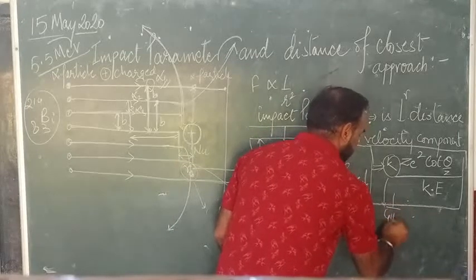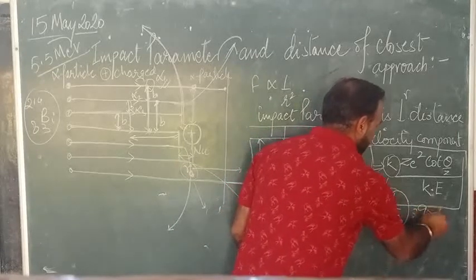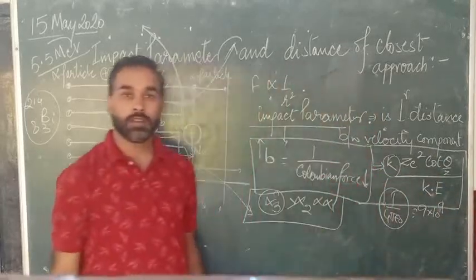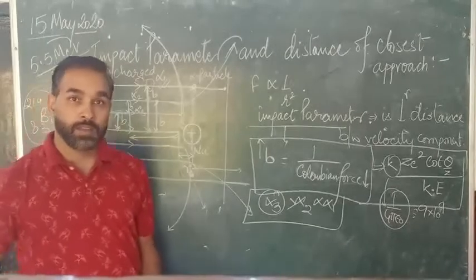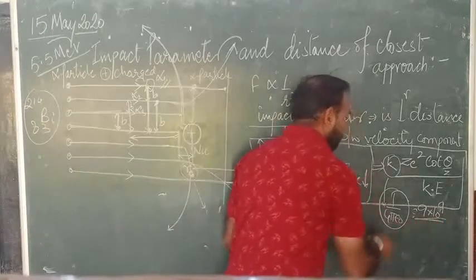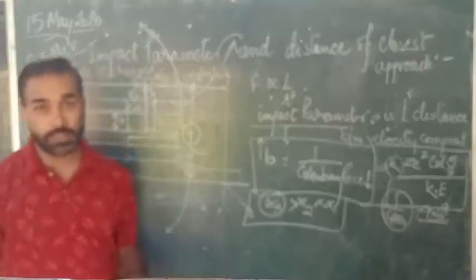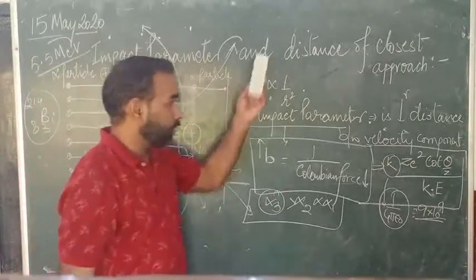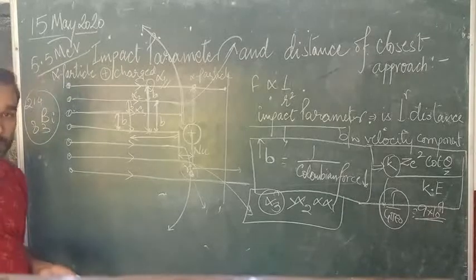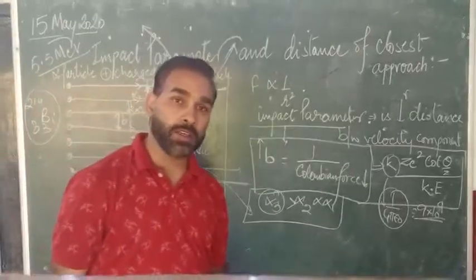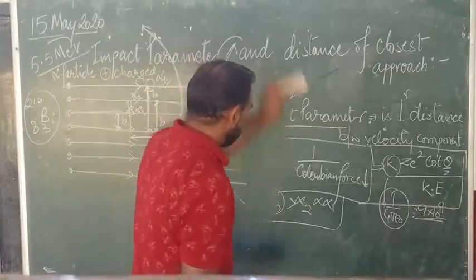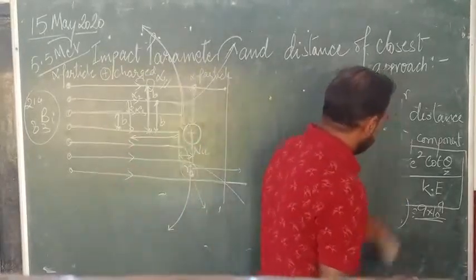1 upon 4 pi epsilon naught only, whose value is 9 into 10 to the power 9 Newton meter square per coulomb square, right? So that is the value of this k, the permittivity constant that we say. So this is about impact parameter and distance of closest approach. So for this particular experiment, they used to find out the distance of closest approach also. Now, how to calculate that? Very simple.